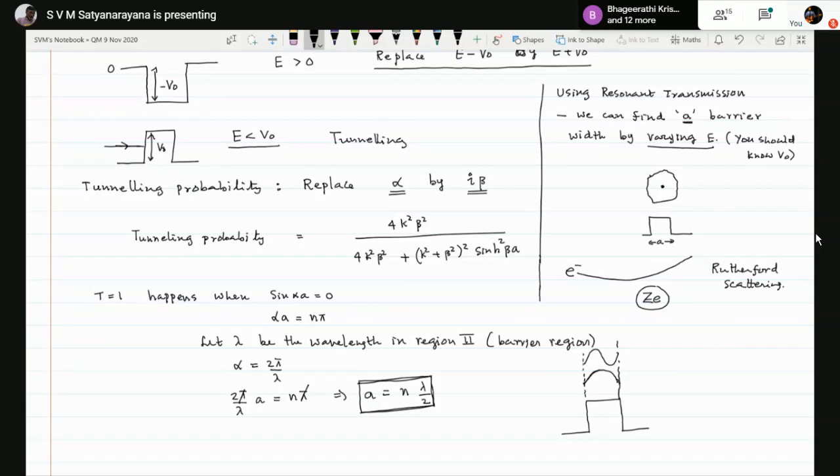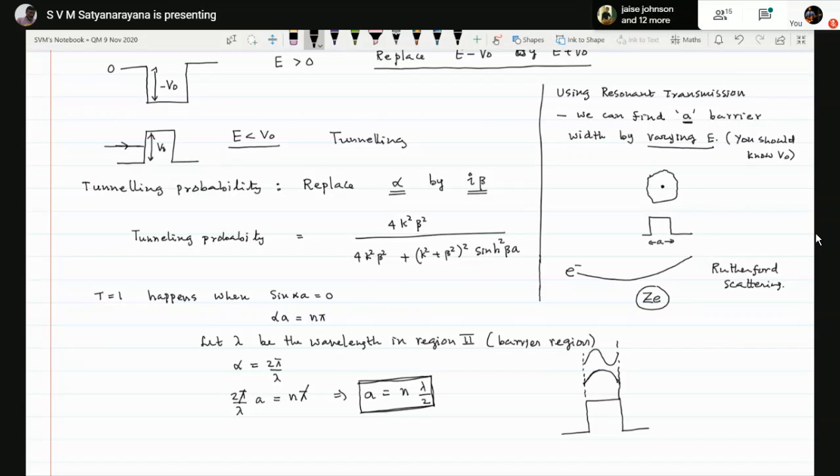Okay, so whenever this kind of stationary wave is formed, you are already starting from zero at this point. That means you have a complete transmission. This is what happens in resonance, and this is related to stationary states.